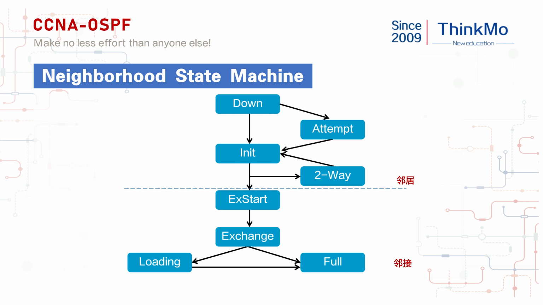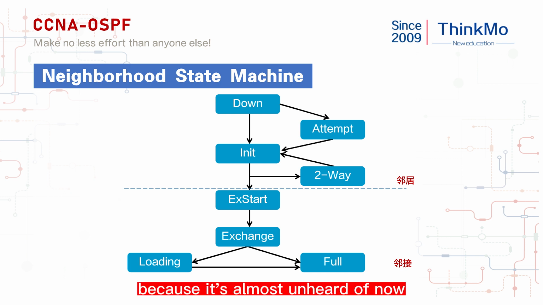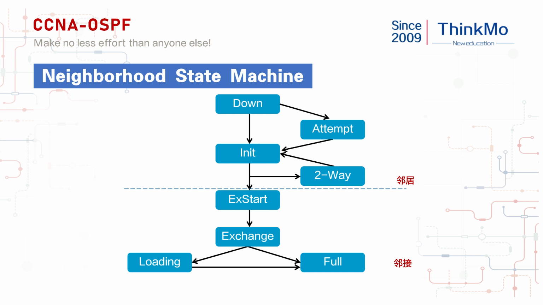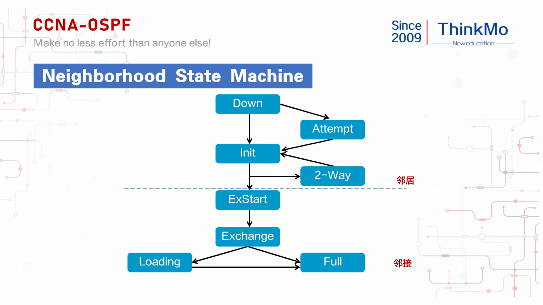Among them, we will not discuss this attempt now, because it's almost unheard of now. There is no application scenario for it. So we call OSPF 7 states. By default this will not be mentioned.